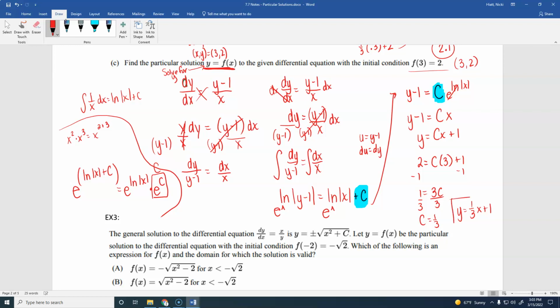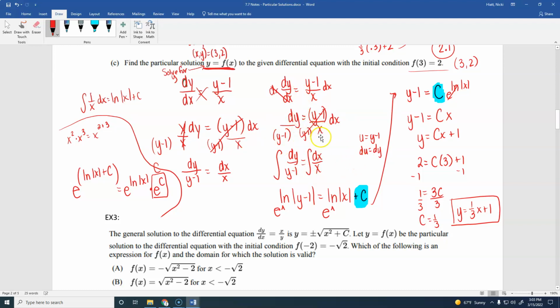This is your final answer at the end. Which you're finding dy over y minus 1, right? So you're taking this, the derivative, you separate the variables, and then you integrate both sides.